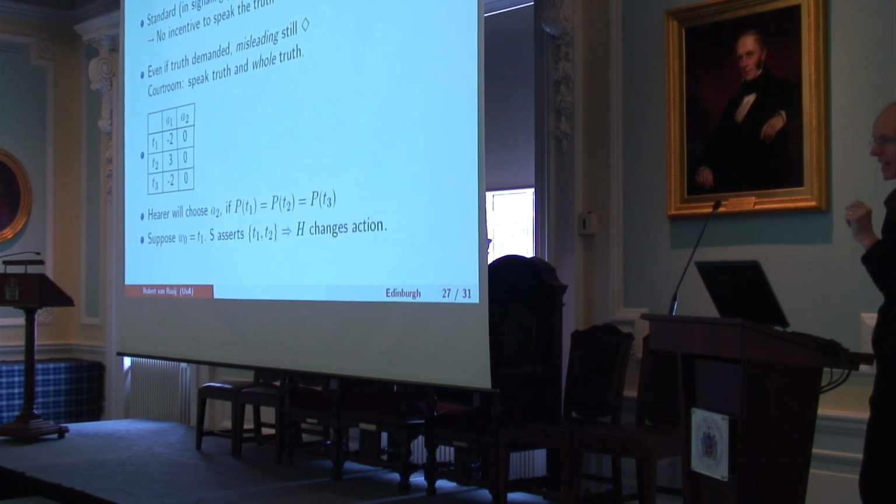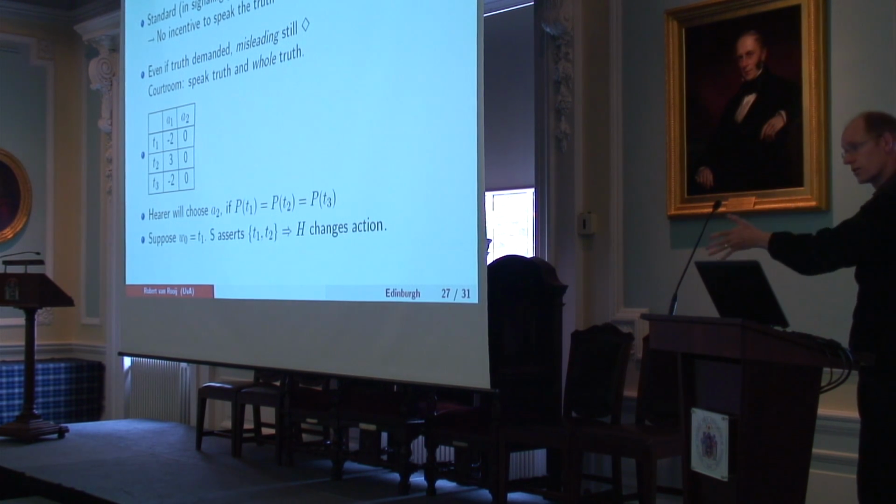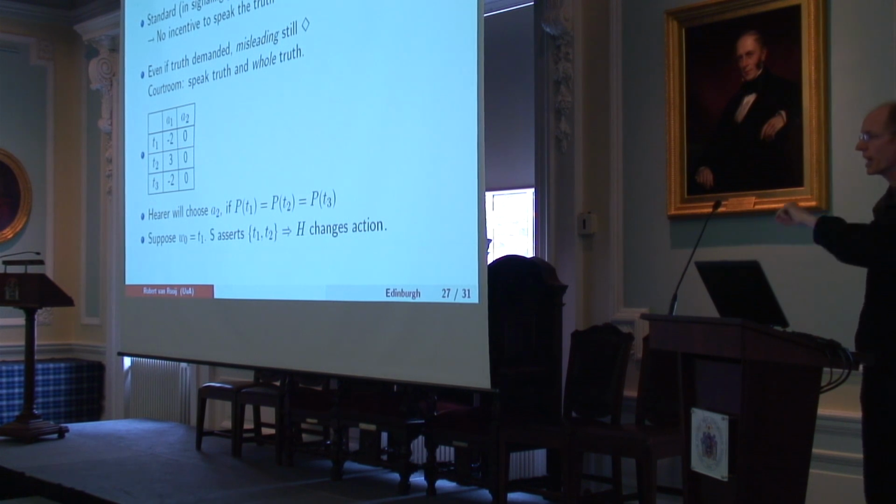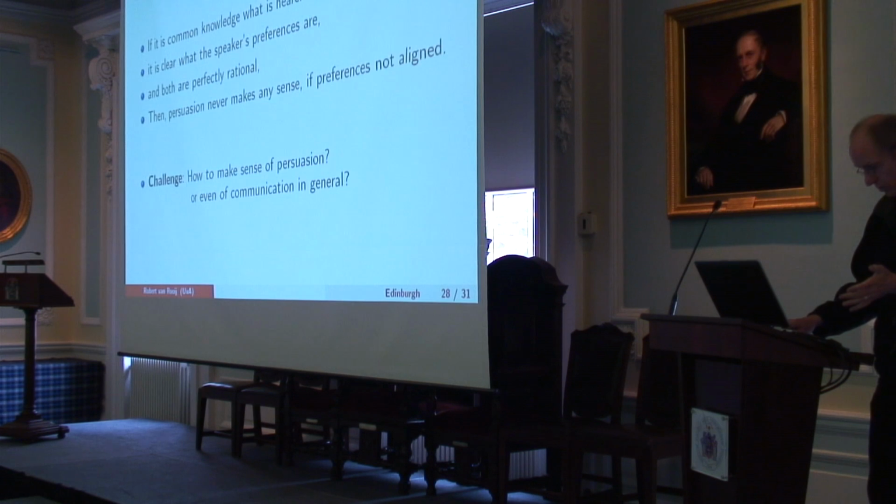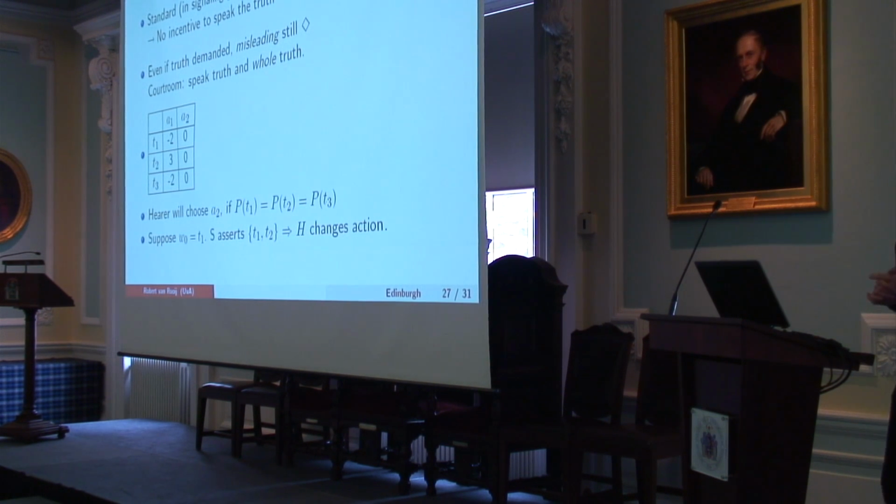But now suppose that I say something that's true, but still makes you change your action. For instance, I say T1 or T2 is true. Then you will change your action, because then A1 has the highest expected utility. So although I say something that's true, I can mislead you: you would have done the right action, and now you're actually going to do the action that's worse for you.